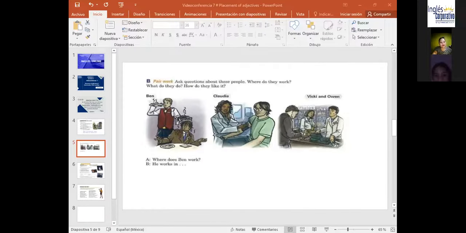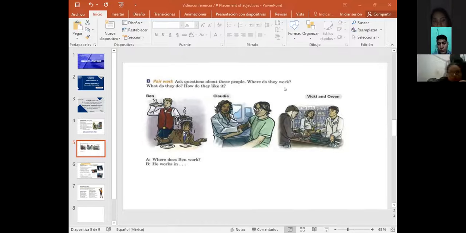Sí. Entonces, vaya, como nosotros estamos hablando de él, entonces, ¿cómo sería? Como es de él, digamos, contestando, I don't like it. Oh, sí. Que no le gusta el trabajo, vea. Sí. Entonces, y así mismo vamos a ir contestando, digamos, la parte 2 con Claudia.